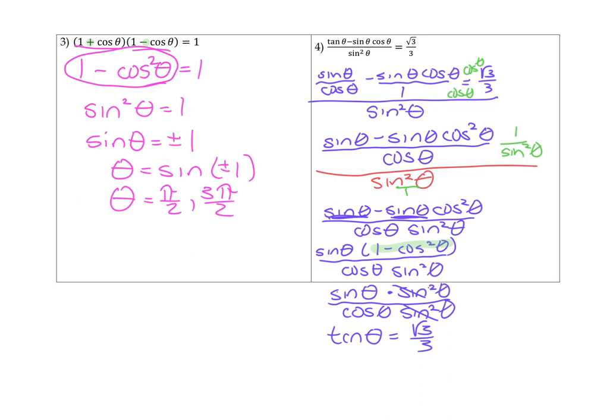Now I'm going to take the inverse and get theta equals the inverse of tan of root 3 over 3. Tan is positive in quadrants 1 and 3. So that gives me pi over 6, which is quadrant 1, and 7 pi over 6, which is in quadrant 3.